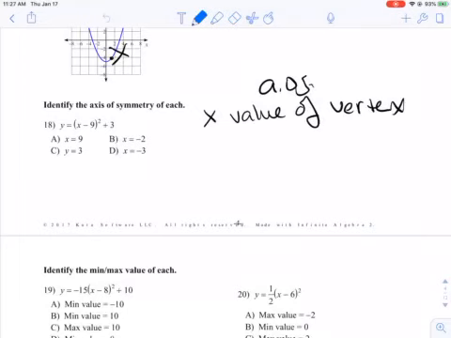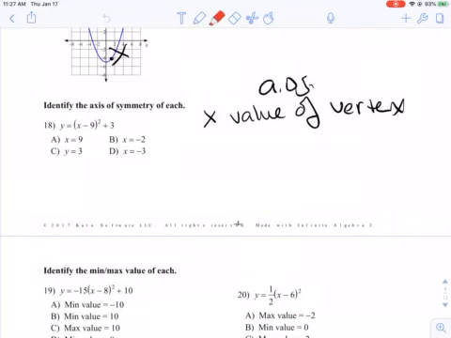So as I was saying, the axis of symmetry is also the x value of the vertex. And so what we're focusing on is what makes this inside here 0. So if you have x minus 9 equal to 0, you know that x equals 9 would make that 0.